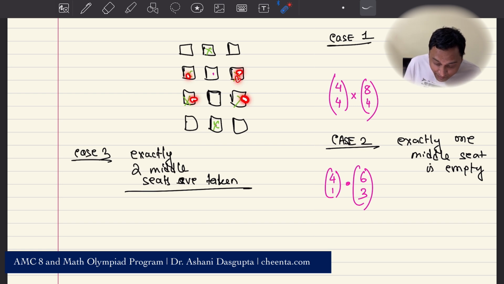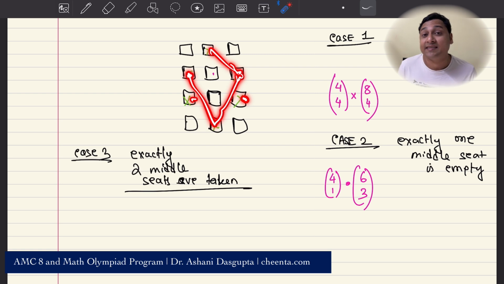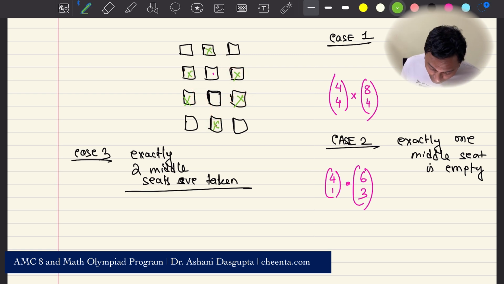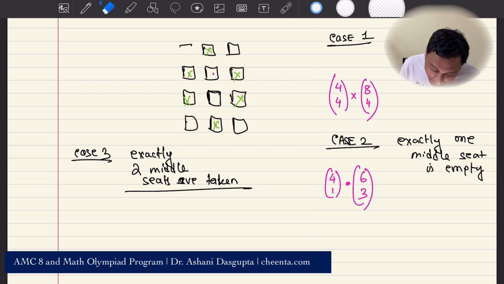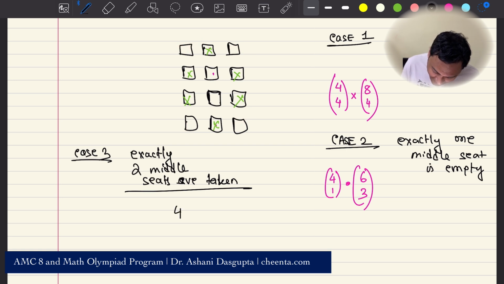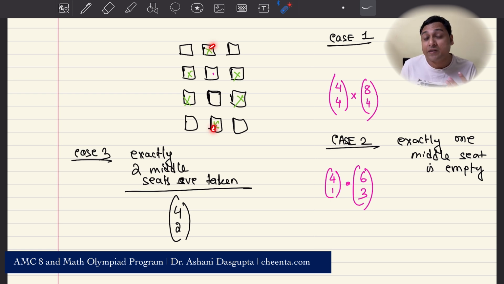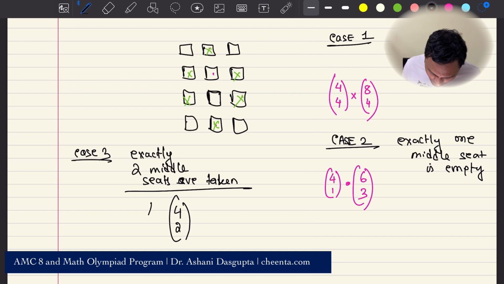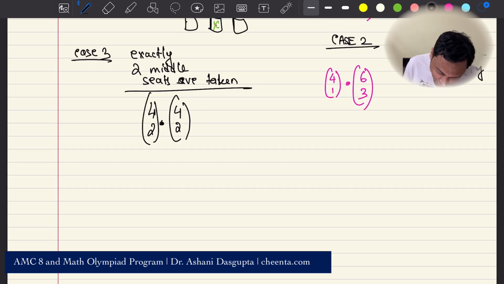So 6 of them are done. 6 people have already been seated like this. So the remaining 2 people must sit in these 4 seats. So that can happen in 4 choose 2 ways. And of course, I have to choose the 2 seats which will be occupied in the middle row, middle column. So that's 4 choose 2 ways. So I have case 4 and case 5.